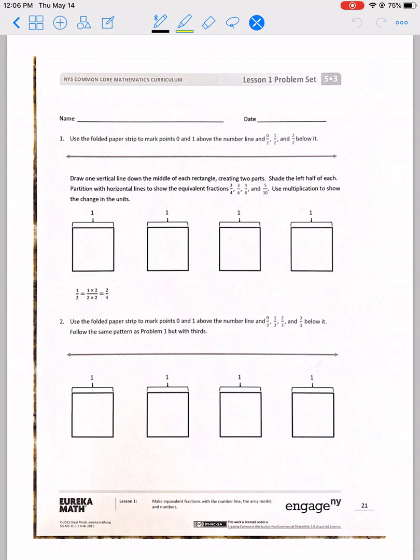Okay, so it says use the folded paper strip to mark points 0 and 1 above the number line, and 0 over 2, 1/2, and 2/2, which equals a whole. Remember, this is always going to equal a whole. So let's go ahead and write on our number line. If you don't have the folded paper strip, it was in your Google Classrooms in math, and it was the fraction strips. And if you have that and you want to cut it out, you're more than welcome to do that. You don't have to, though.